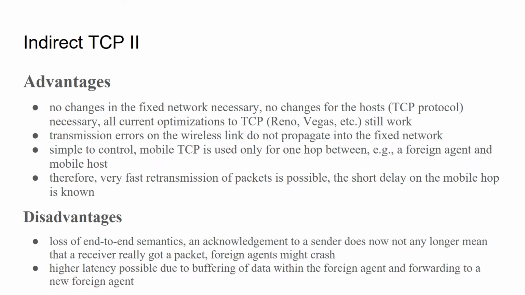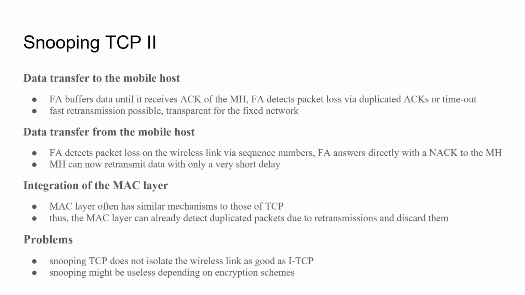An acknowledgement to a sender does not any longer mean that a receiver really got a packet. Foreign agents might crash. Higher latency is also possible due to buffering of data within the foreign agent and forwarding to a new foreign agent. So these are all the disadvantages of indirect TCP.